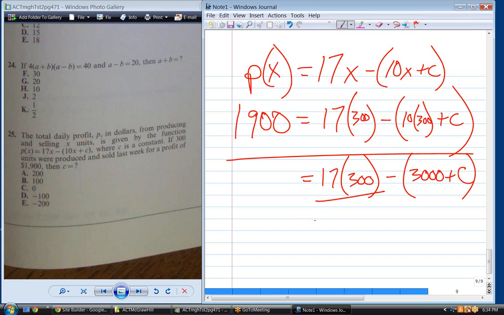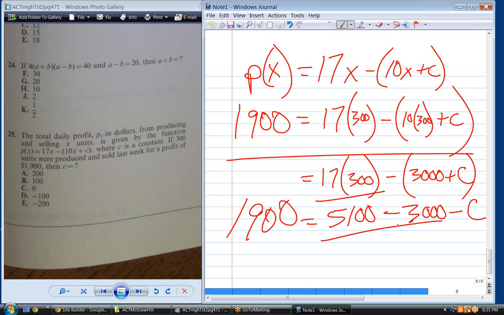What's that equal to? 5,100 minus 3,000 minus c. Good. You have to apply that negative to the c. Okay. So we're almost there. Do that. $2,100 minus c. Now solve for c.